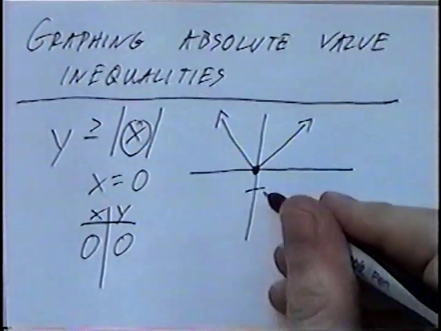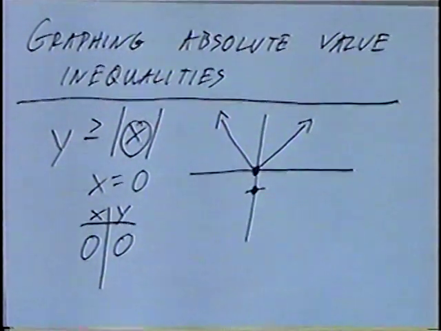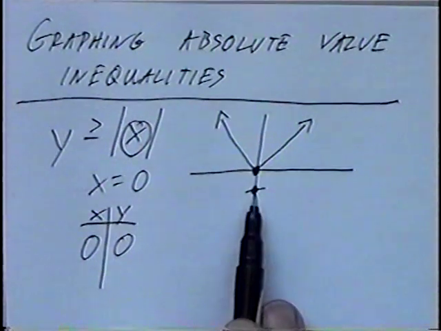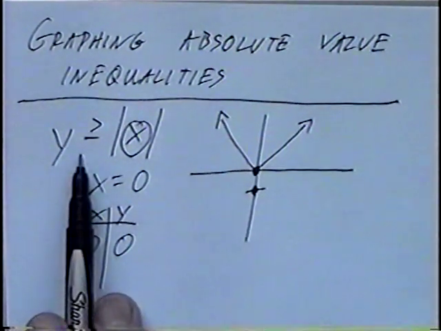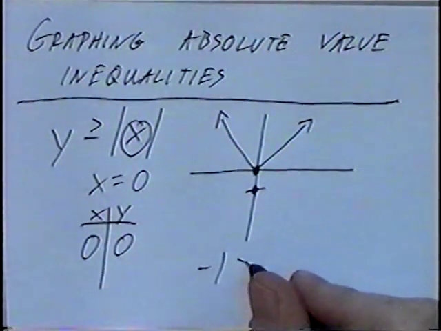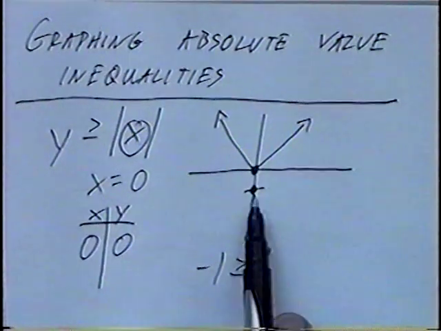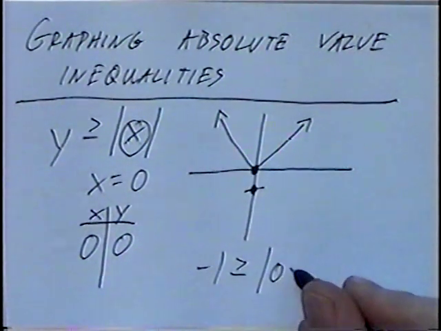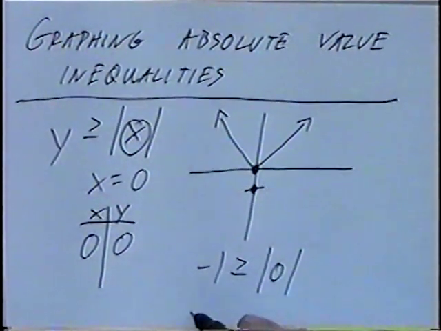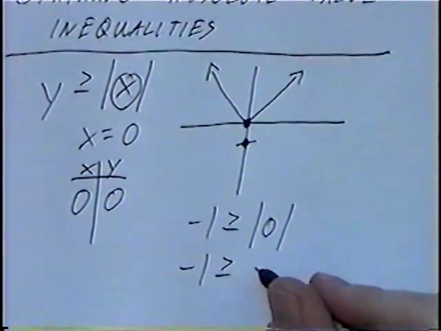So for example, we can use a point below 0, 0. We can use a point 0, negative 1. Plug in the values 0, negative 1 into the original question. The y value would be negative 1, greater than or equal to the absolute value x, which we'll use a value for 0. So we'll have negative 1 is greater than or equal to 0.